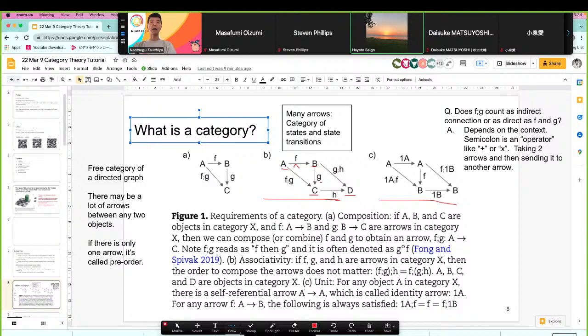Another one is called a unit. Each of the objects has to have an arrow onto itself. And this relates to the identity relationship that we talked about in the beginning of the part where I answered in relation to Amin's question. A is identical to A. So this kind of arrow has to be present. And then you have to be able to compose this identity 1A for A with any arrow, like F that goes from A to B. And B also itself has an identity arrow 1B. And then 1B has to be able to compose with something before.